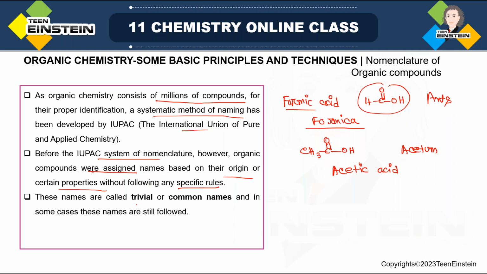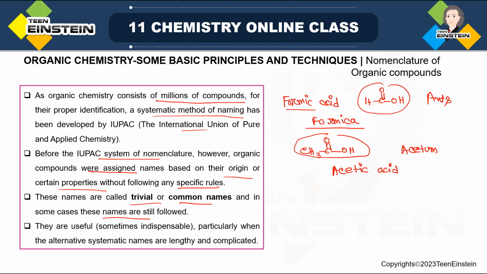So these names are called trivial or common names, and in some cases, these names are still followed nowadays. Sometimes, instead of using the actual IUPAC name, we are mostly habituated to naming this compound, CH3COOH, as acetic acid. Though it is not an IUPAC based name, it is an origin based name, its use is still there. But not in all molecules, only in some cases. They are useful and actually sometimes indispensable.